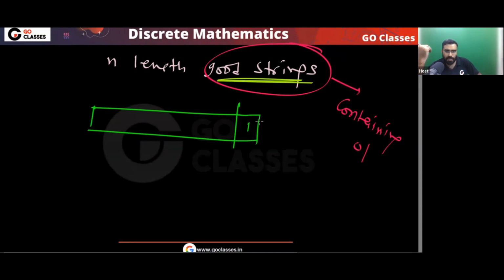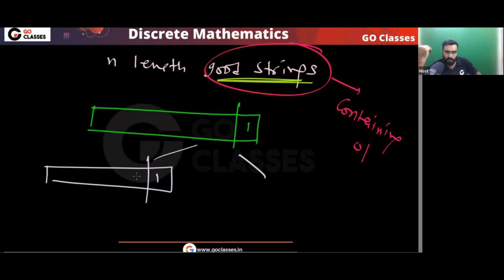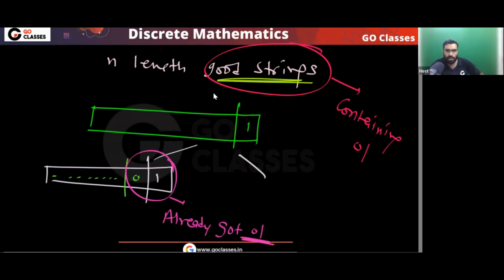See, one more thing. If you are ending with 1, now if you have 0 here, is my task over? Yes, my task is done. I already got 0, 1, so I don't care about this area. This area can be a good string or a bad string, it can be anything.